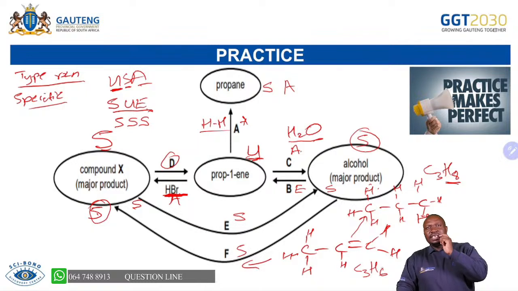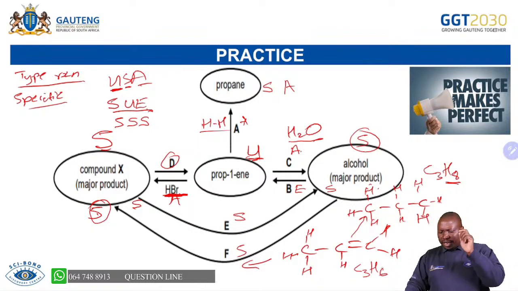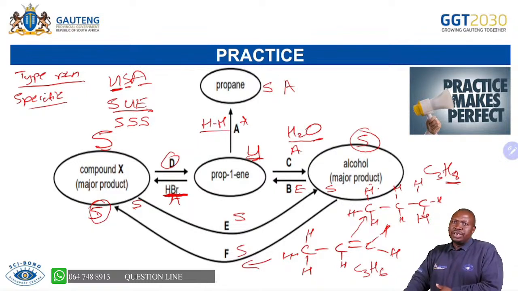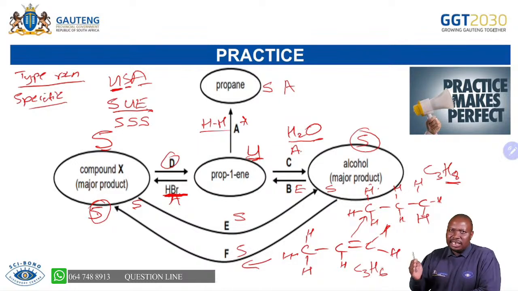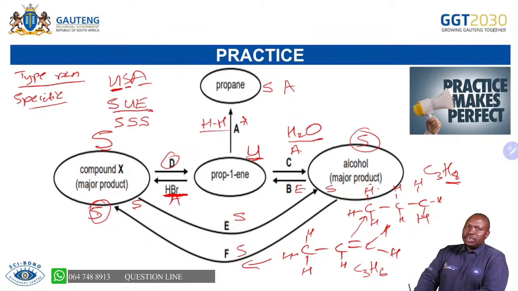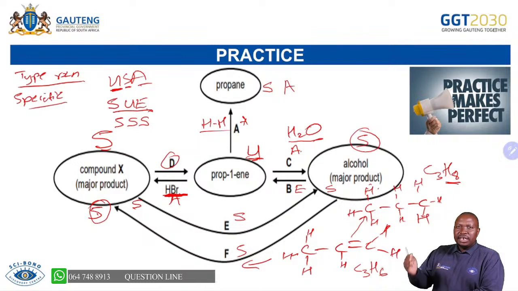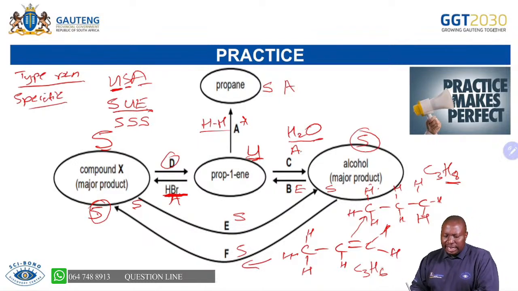But I won't leave these reactions without talking to the issue of reaction conditions, because that's where our learners struggle. Don't allow yourself to go and write the exam without knowing the reaction conditions for addition, elimination, and substitution reactions. Know the reaction condition. Even for esterification, we said the catalyst there is sulfuric acid. Please know all the catalysts.